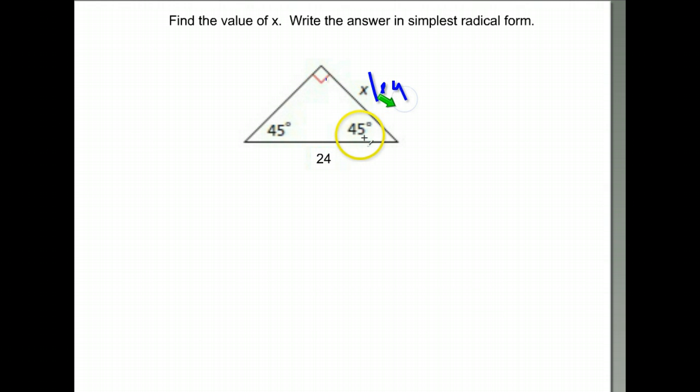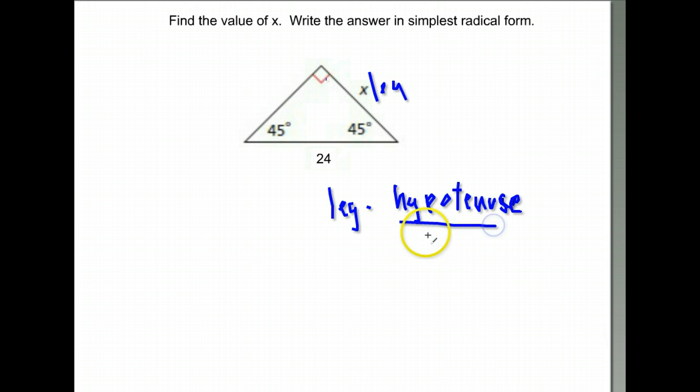This is a leg. So I look in my notes for 45, 45, 90, and it says that the leg is equal to your hypotenuse divided by the square root of 2. So that's exactly what I'm going to do. I'm going to take the hypotenuse, which was 24, and divide by the square root of 2. It wants it in simplest radical form. Can I leave my answer 24 divided by square root of 2? Is that okay? Nope, it's not, unfortunately.